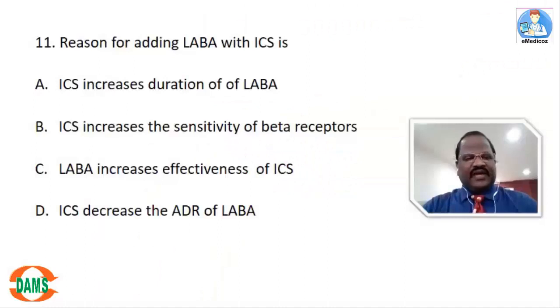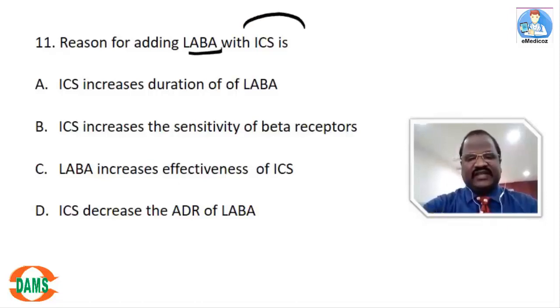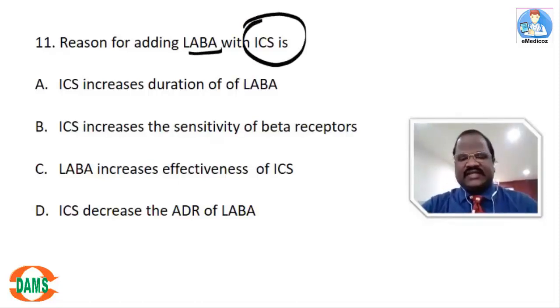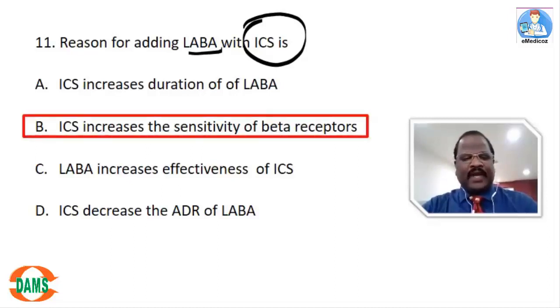Question number 11. The reason for adding a long-acting beta 2 agonist with ICS, inhalable corticosteroid, is dash. Options are: A, ICS increases duration of action of LABA; B, ICS increases sensitivity of beta receptor; C, LABA increases effectiveness of ICS; D, ICS decreases ADR of LABA. The right answer for the question is option B.